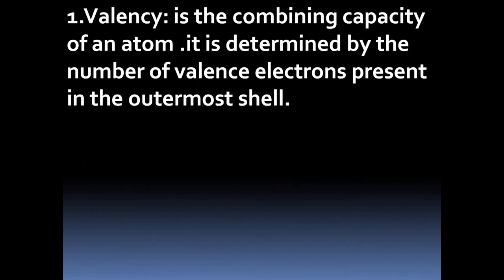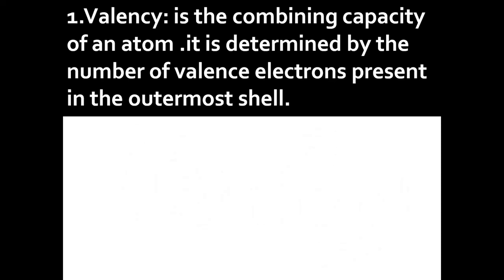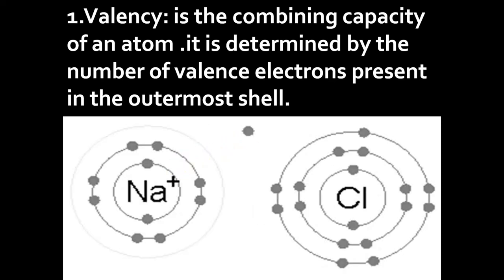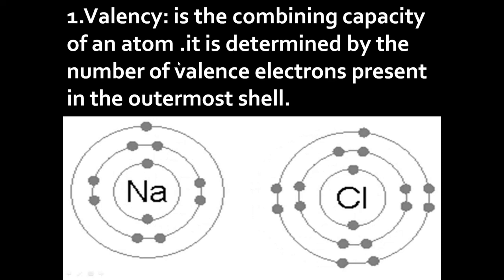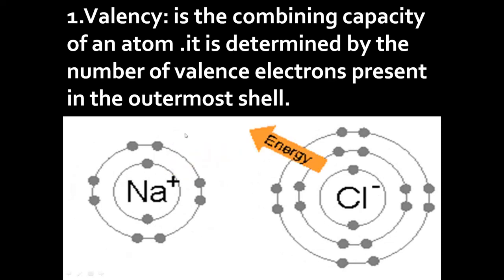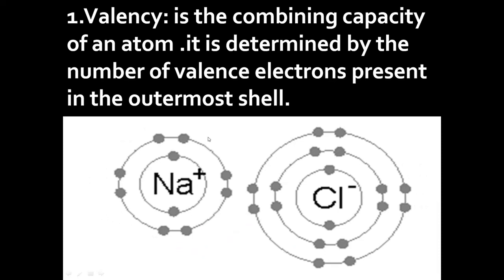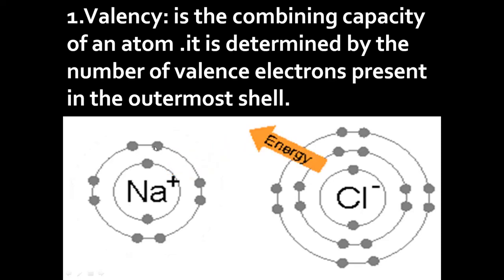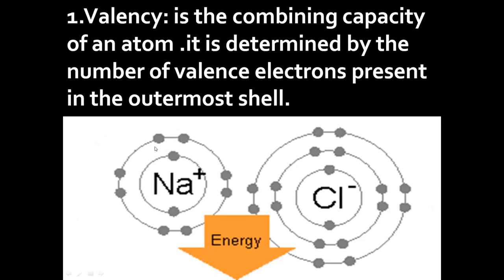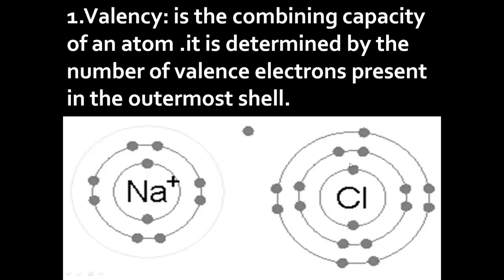First, valency. Valency is the combining capacity of an atom. It is determined by the number of valence electrons present in the outermost shell. If you observe the given picture here, sodium has 3 shells. The number of electrons in the outermost shell is 1. So it gives out this 1 electron to attain the stable octet configuration, the nearest noble gas configuration. By giving this electron, it gains a positive charge.